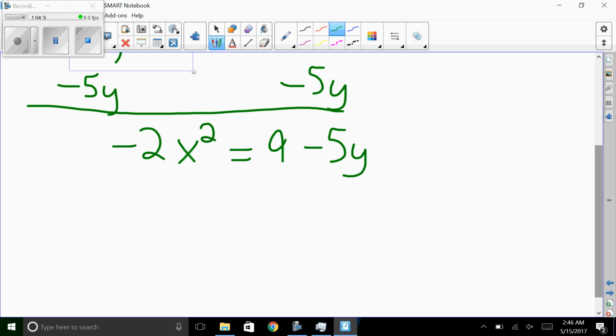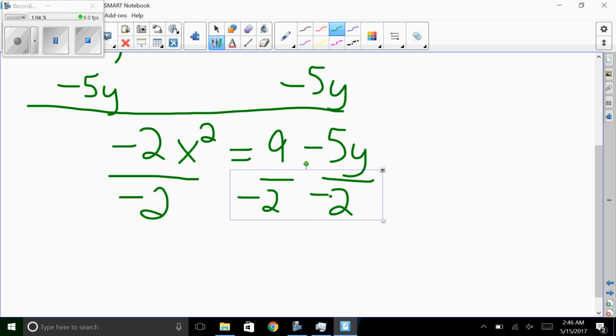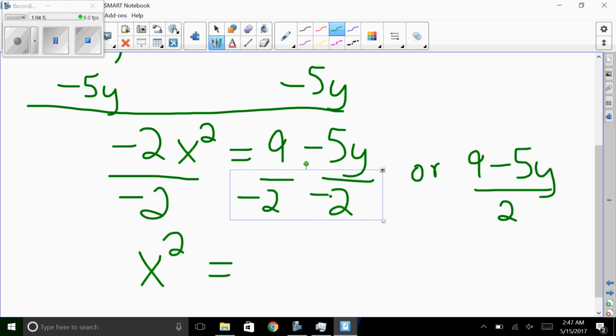Then I get rid of the negative 2 by dividing everything by negative 2, so x squared equals, or you could write it like this, depending on how they give you the solution on the test. Okay, if that's the case, they don't like having negatives on the bottom, so it would be negative 9. So just change all the signs, so that way it looks like that.